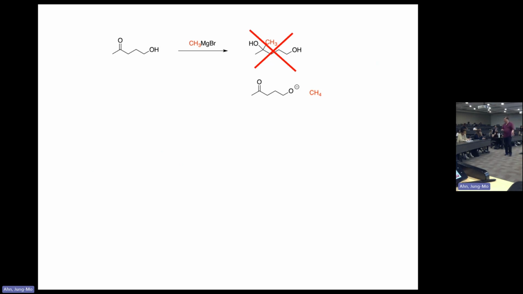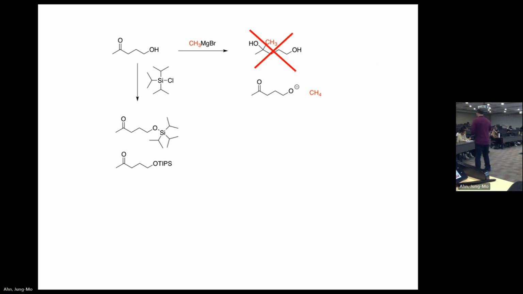So what is a remedy? What you can do for the reaction is make the alcohol a silyl ether. That's the value of silyl ethers. The TIPS chloride is going to replace the hydrogen there, so you're going to have a TIPS silyl ether. Then it doesn't have an acidic hydrogen.